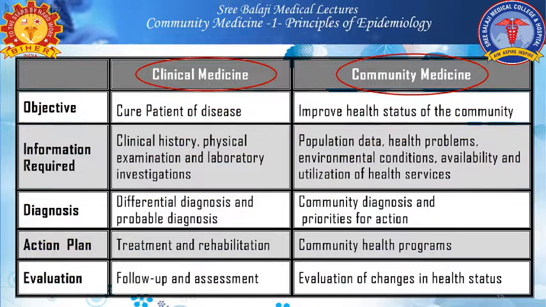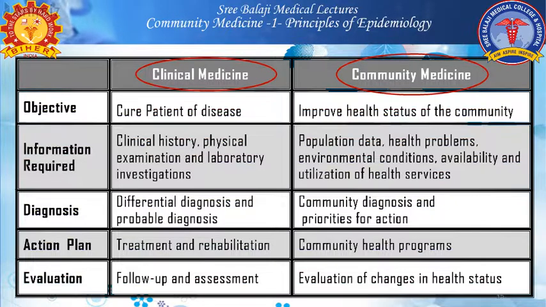Whereas the information required in community medicine is population data, health problems, the environmental conditions, availability and utilization of health services, and basically we use screening tool to assess the health status of the community. So in clinical medicine, generally we give a differential diagnosis or a probable diagnosis, whereas in community medicine we give a community diagnosis and priorities for action.